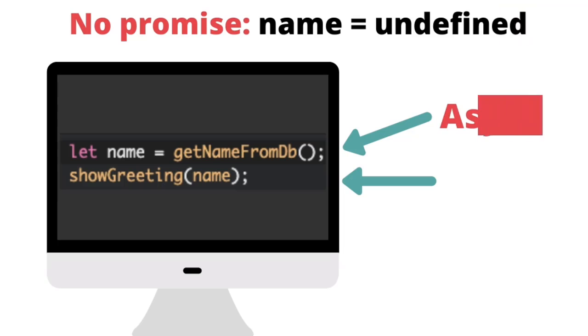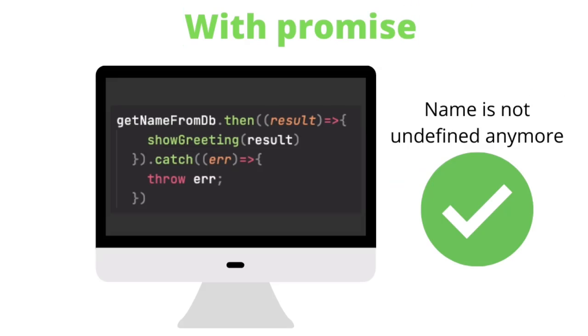In the previous video, we talked about how showGreeting, a synchronous operation, was trying to use the value of an async operation where that value hadn't arrived yet, and that resulted in name being undefined. And so we talked about how instead of doing what we did earlier, we could use a promise so that the result of the async operation can be handled inside of the .then block. And by doing so, name wouldn't be undefined anymore.